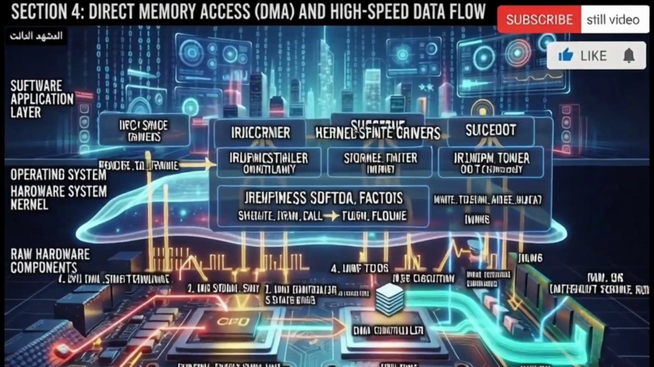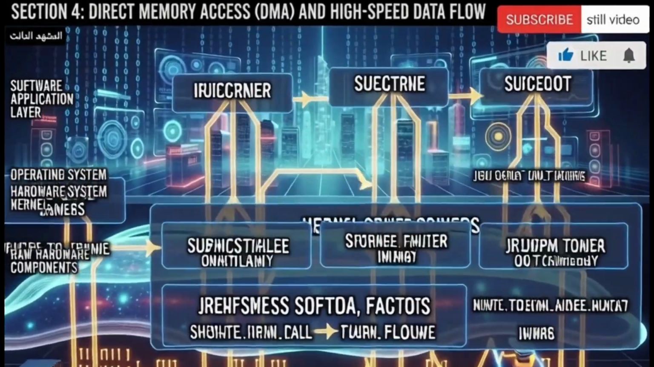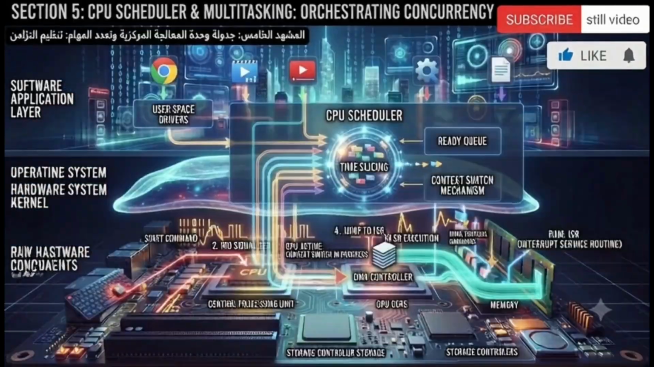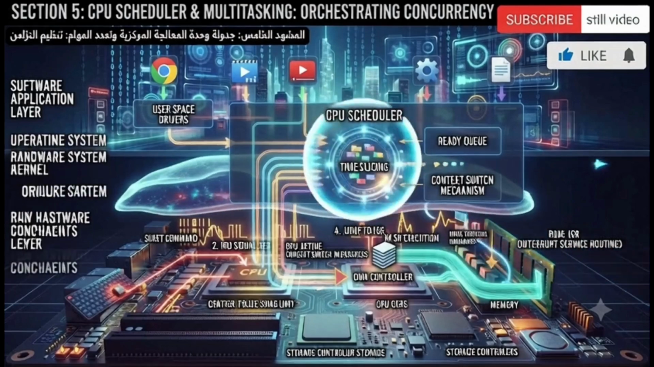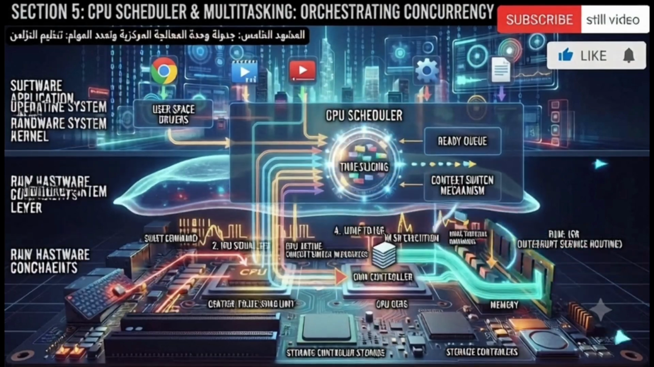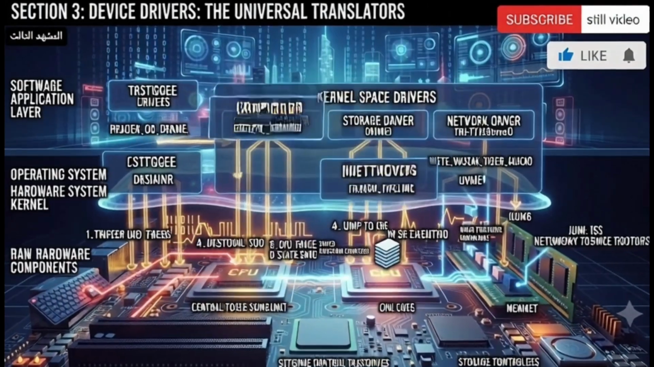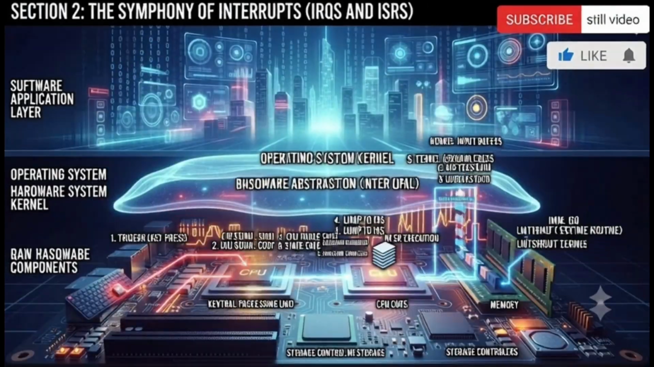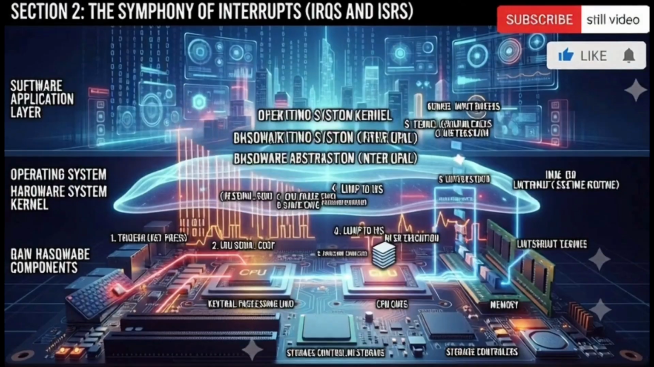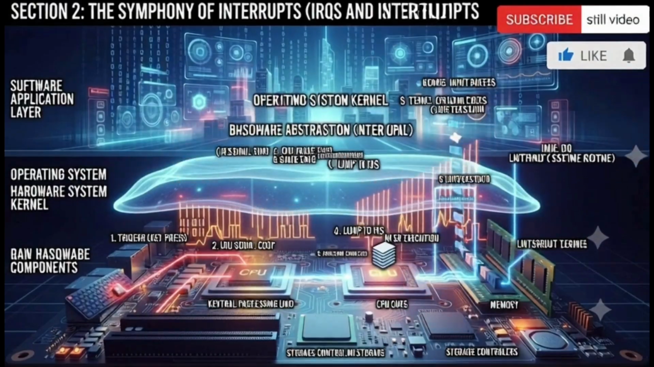A dedicated DMA controller takes over the heavy lifting of moving data directly between the hardware device and the system RAM. The CPU simply issues a command with the source and destination addresses, then walks away to execute other processes, only receiving a final hardware interrupt when the entire data block transfer is complete.